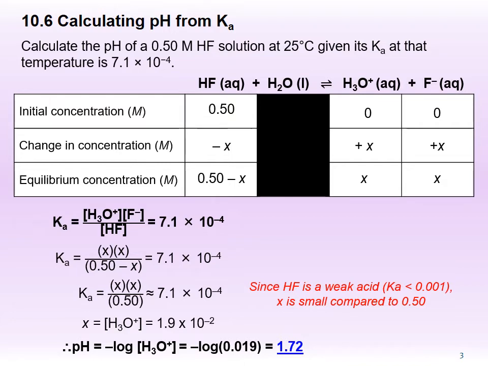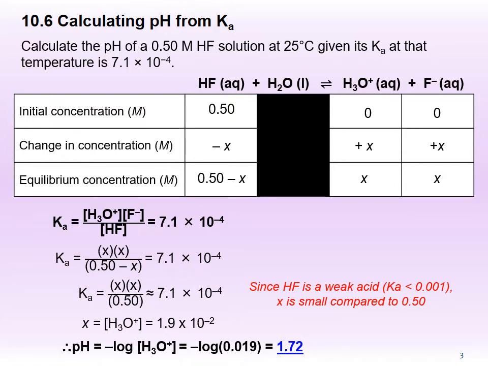We write the Ka expression, which is equal to hydronium ion concentration times fluoride ion concentration in the numerator. Hydrofluoric acid concentration is packed in the denominator. We equate this to the Ka value, which is given as 7.1 times 10 to the power of negative 4. We now substitute every species' equilibrium concentration expressed in terms of X into the Ka expression. Then we solve for X.